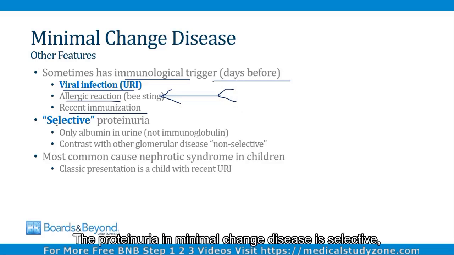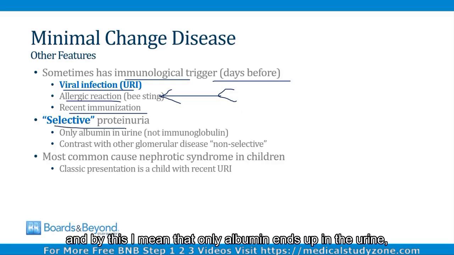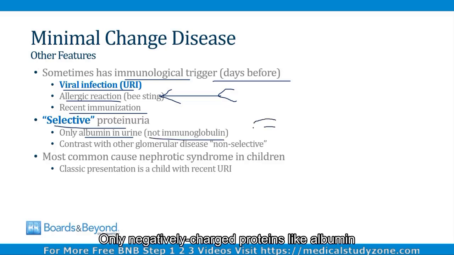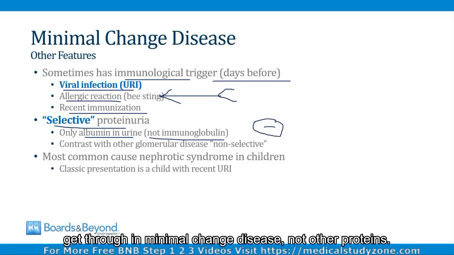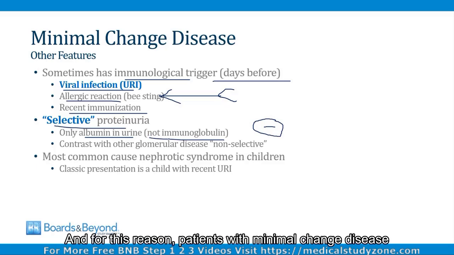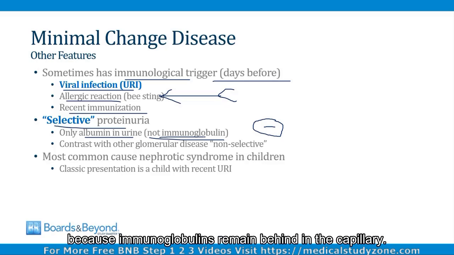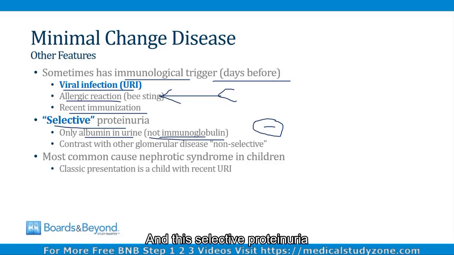The proteinuria in minimal change disease is selective, and by this I mean that only albumin ends up in the urine, not other proteins like immunoglobulins. Only negatively charged proteins like albumin get through in minimal change disease, and for this reason, patients with minimal change disease are not at risk for infection the way other patients are, because immunoglobulins remain behind in the capillary. And this selective proteinuria is relatively unique to minimal change disease. It's different from other glomerular diseases that we'll talk about later where the proteinuria is non-selective.